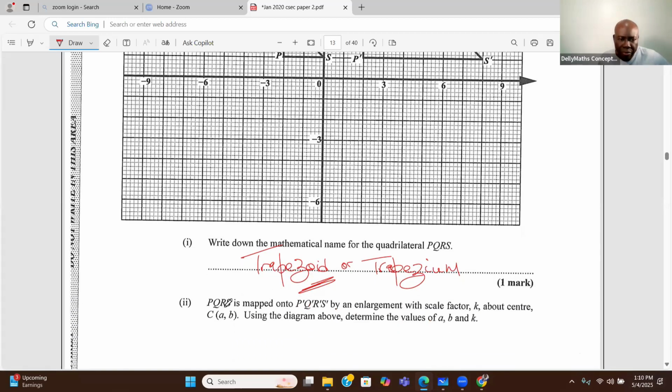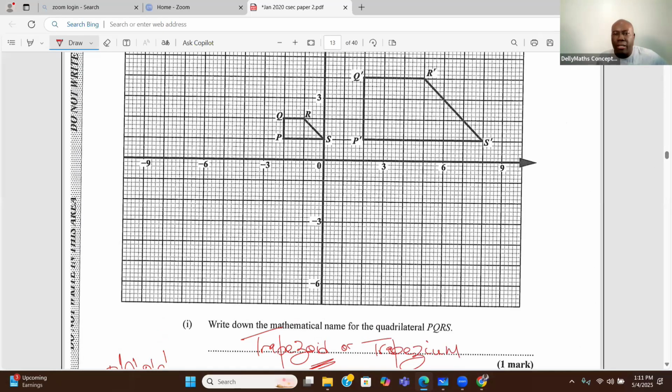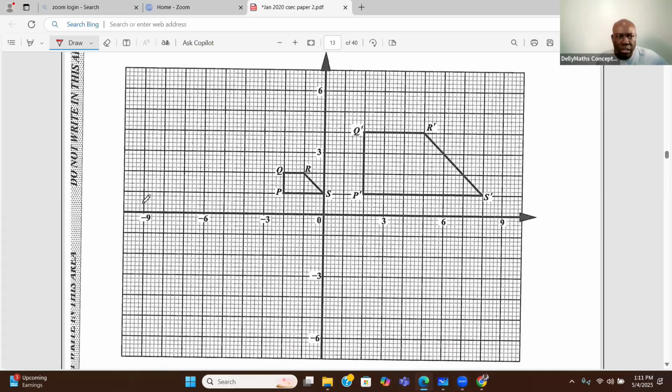Now it says here, PQRS is mapped onto P prime Q prime R prime S prime. Remember we said when you see the primes, it means that is the image, not the original thing, all right? It was by an enlargement with scale factor K and center AB, and they're asking for K and the center. We did this same question already, and I was saying that all you have to do is this. So I'm just going to do it again.